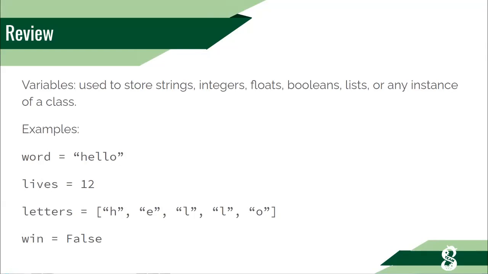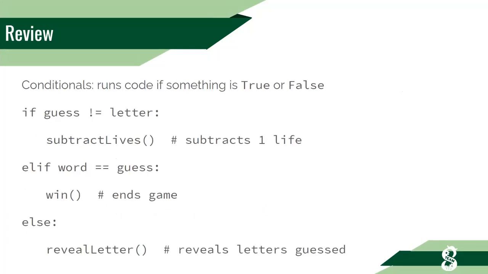Yeah, so variables, they're like the basic thing that we have in all of our code every single time, and they're super useful. So we also have conditionals. So you can run code if something is true or false. These are if statements, elif statements, and else statements.